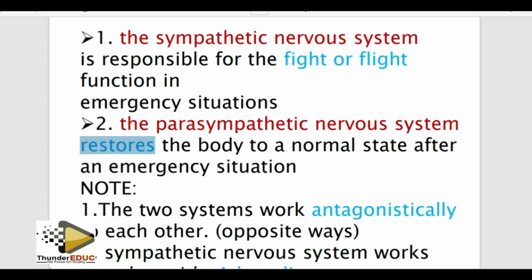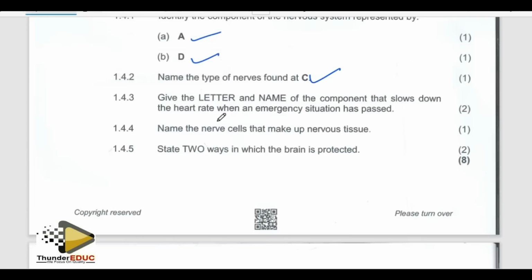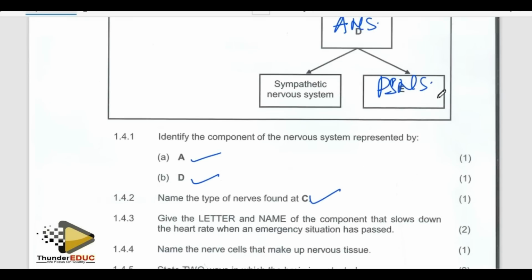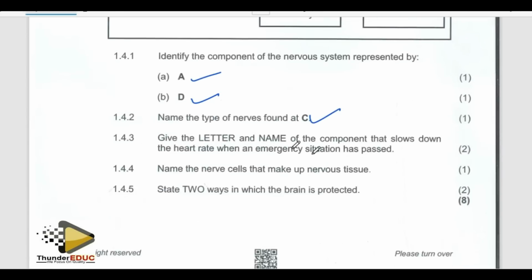What are they saying here? They're saying, give the other name of the component that slows down the heart rate when the emergency situation has passed. That's what they are looking for. So now I come here and they say parasympathetic nervous system. So the answer is E, and the name is the parasympathetic nervous system.